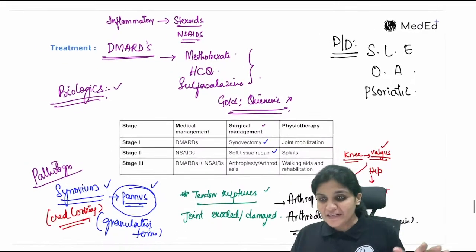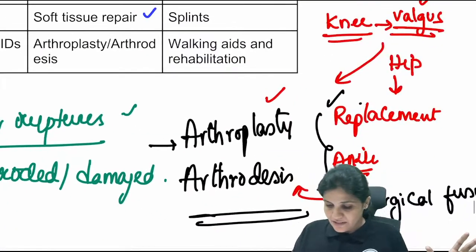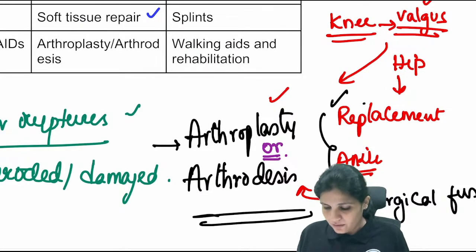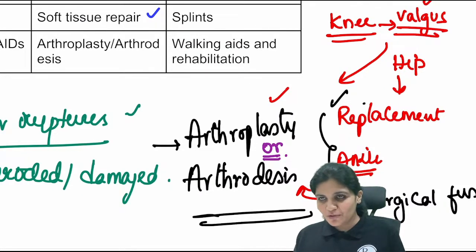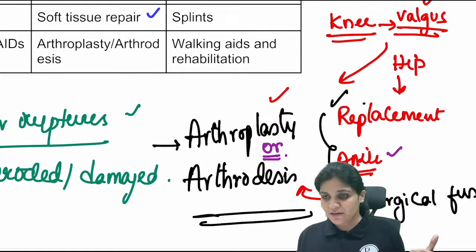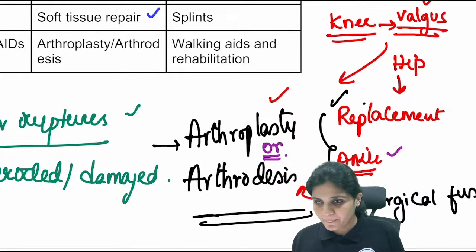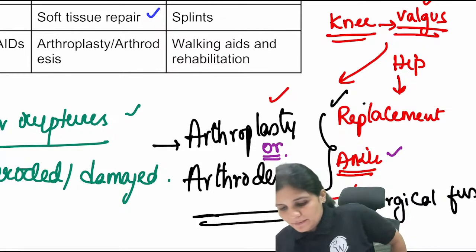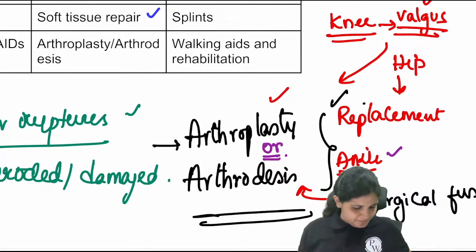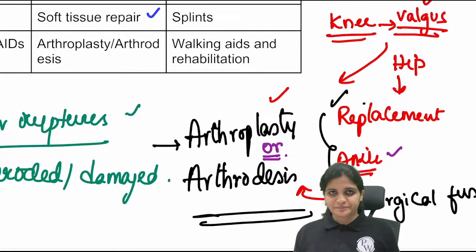No, two different surgeries, Samantha, different surgeries. Once you do replacement, there is nothing more you can do. Arthroplasty is replacement. You're entirely replacing the joint. Or in cases where you can't do replacement, you can do arthrodesis. It is arthroplasty or arthrodesis, not one after the other. Okay, is that clear? That is about rheumatoid.